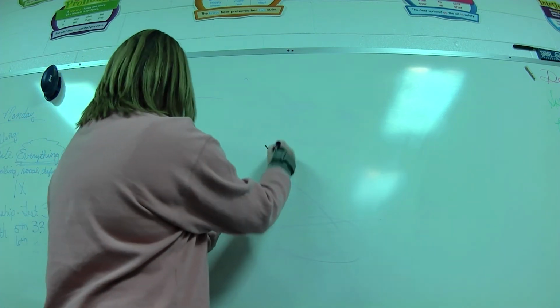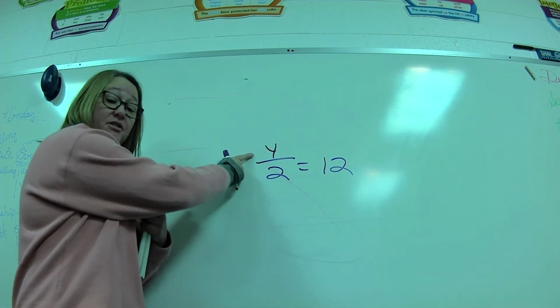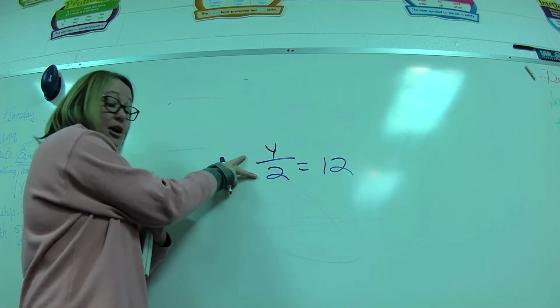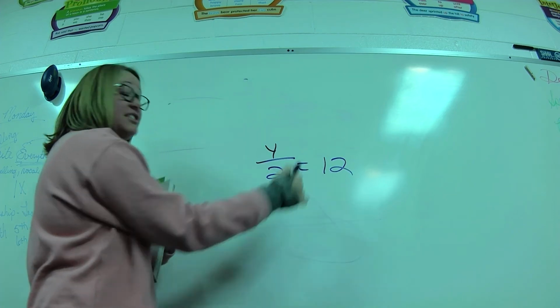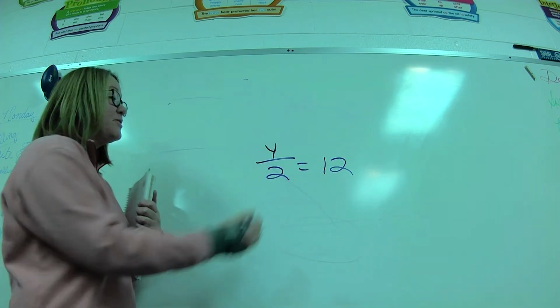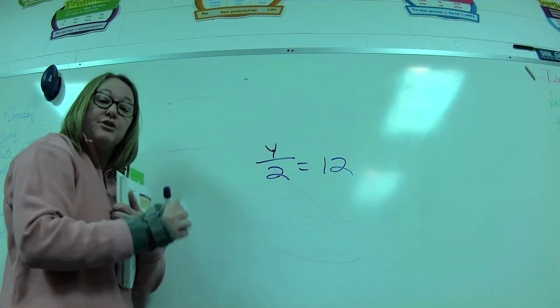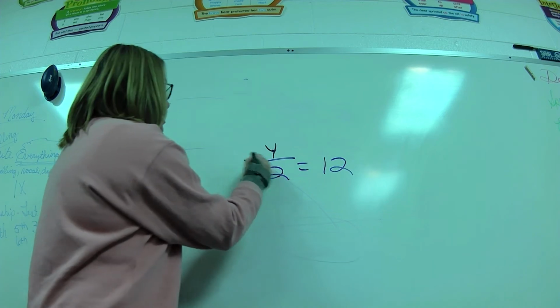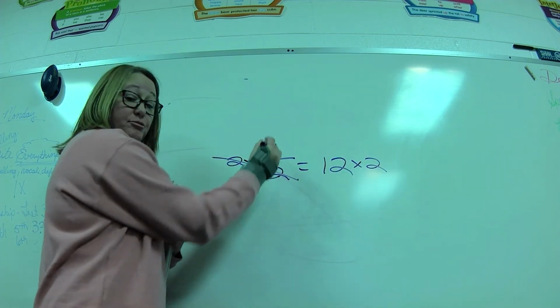All right, so now we have y divided by 2 equals 12. I don't have the value of y, so I can't solve this side just yet. And this side's already solved for me because it's telling me it equals 12. So this is 12, or y, divided by 2. So now we have to use multiplication. So we're going to multiply by 2, multiply by 2. That gives me a y.